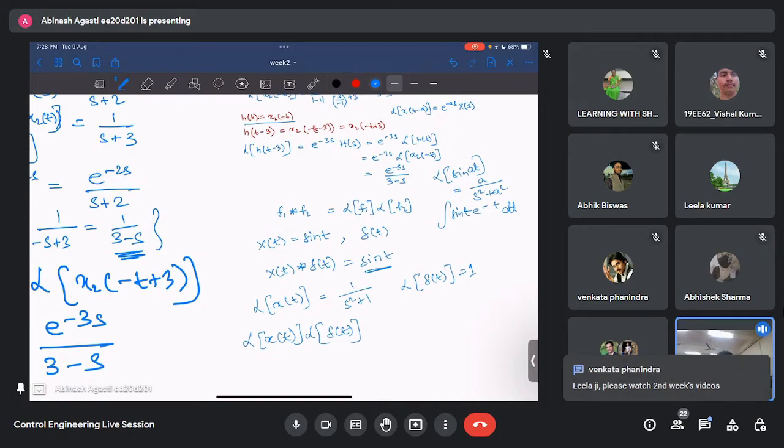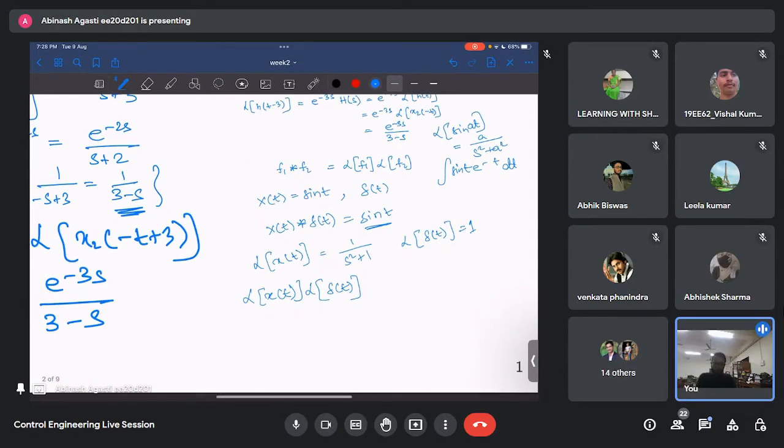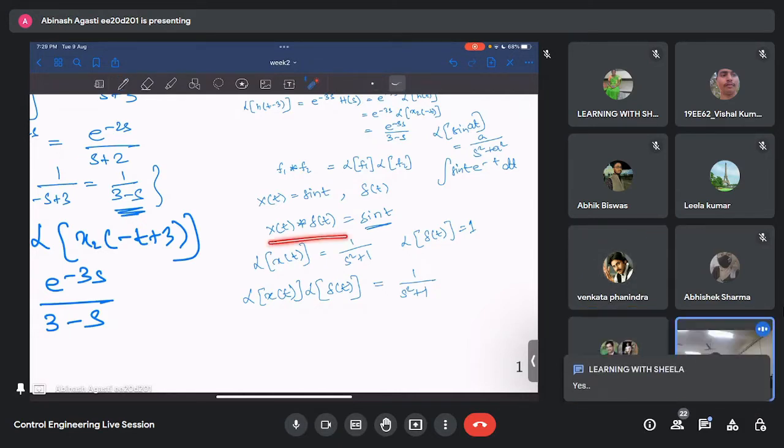Now we go back to this question. Laplace transform of x of t into Laplace transform of delta of t. So Venkata, what will we have here? It is just 1 by s square plus 1, right? Yes. So what you are claiming is this is equal to this, right? Yes. We say that very casually, like the convolution of two signals in time domain is equal to multiplication in frequency domain.